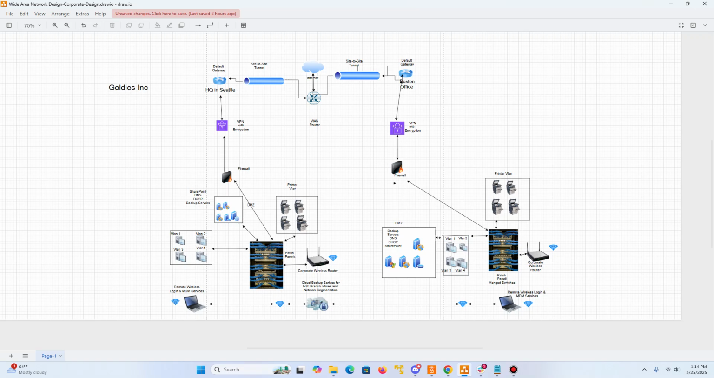And connected to all of this is our wide area network router, and that is our traffic light, go, stop, stop, go, and it provides transportation of data back and forth from the Seattle office to the Boston office.